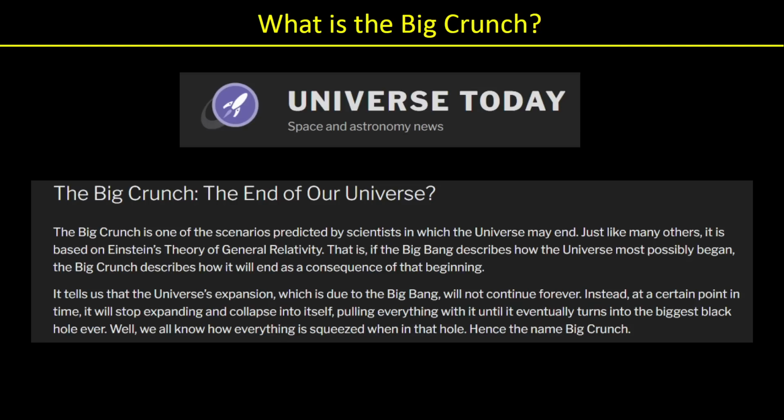Just like many others, it's based on Einstein's theory of general relativity, and that is, if the Big Bang describes how the universe most possibly began, the Big Crunch describes how it will all end as a consequence of that beginning. It tells us that the universe's expansion, which is due to the Big Bang, will not continue forever, and instead, at a certain point in time, it will stop expanding and collapse on itself, pulling in everything with it until it eventually turns into the biggest black hole ever. Wow. It will stop expanding and collapse into itself, pulling everything with it. Wild. Well, we know how everything is squeezed when it's inside a black hole, and hence the name Big Crunch.